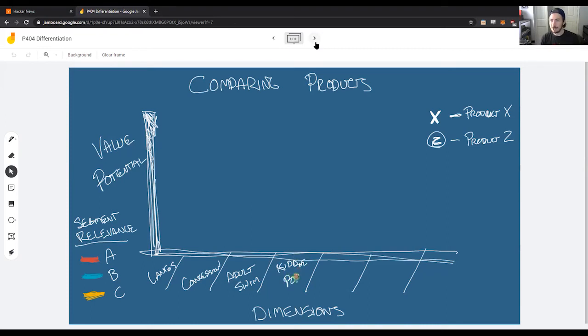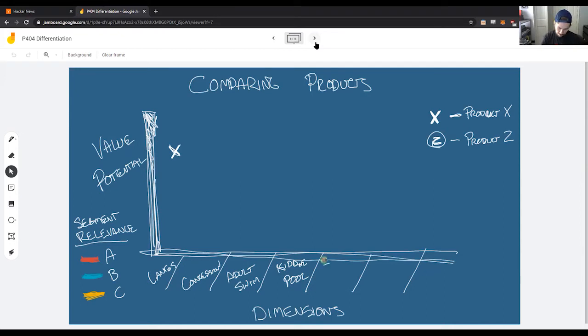You get the gist, right? You just slice it up and figure out what are all the different things I could compare. And we'll take, product X here will be the competitive swim team pool, right? So they've got swim lanes. They don't have a concession stand. They don't have adult swim. Maybe they don't have a kiddie pool. It's focused on competitive swimming, right?